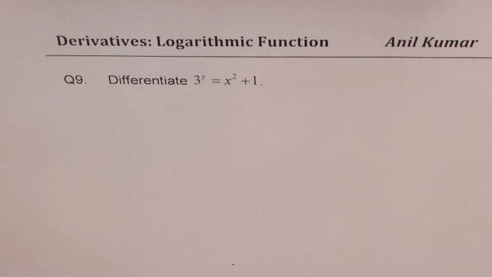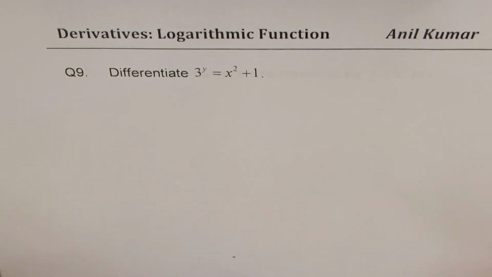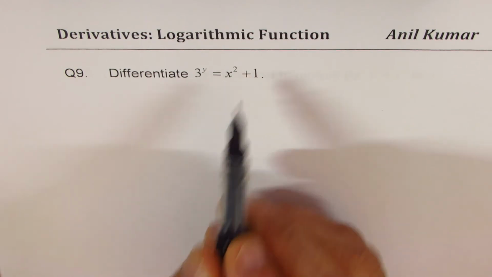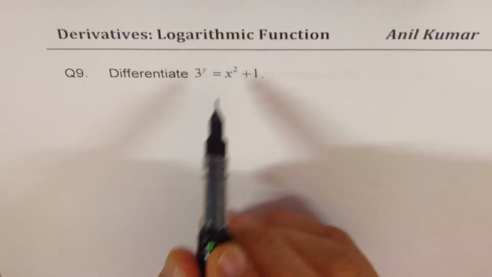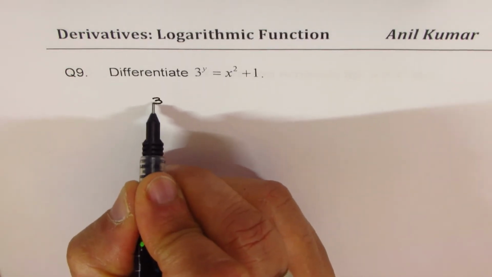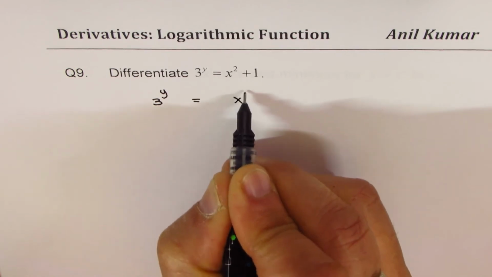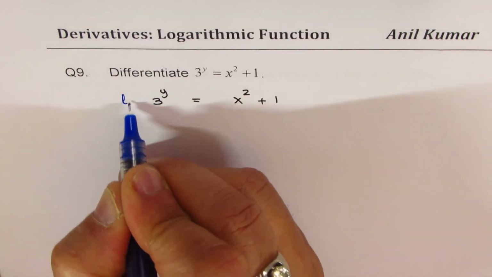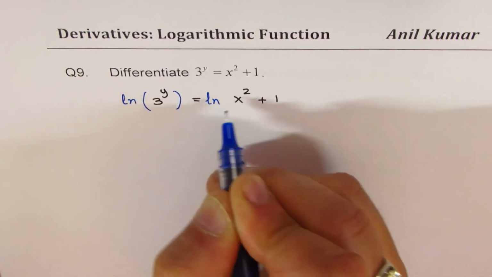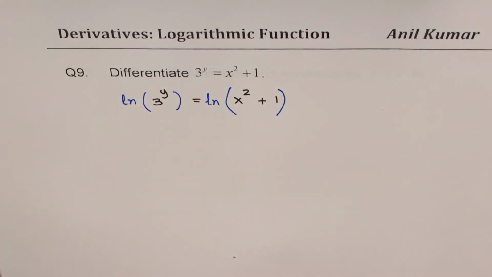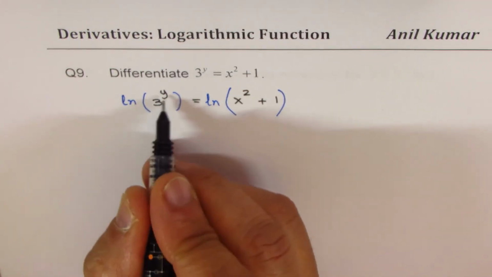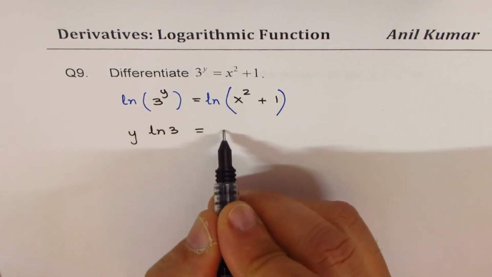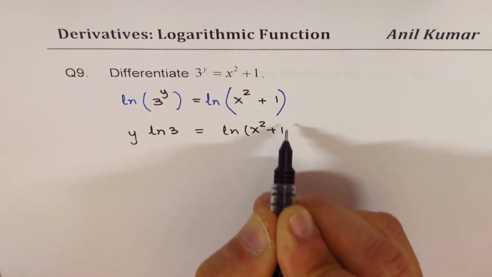Okay. We are almost at the end. Two more questions to go. Question number 9. Differentiate 3 to the power of y equals x squared plus 1. So we'll again apply the properties of logarithms to find the derivatives, right? We are given the function 3 to the power of y equals x squared plus 1. So we are going to take logarithms on both sides. We can take ln of this function equals ln of this function, correct? So when you do this, applying the properties, we get y ln 3 equals ln of x squared plus 1.